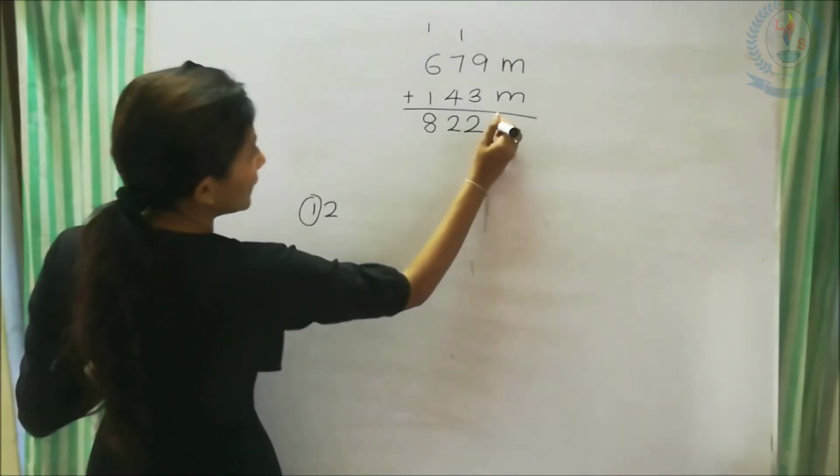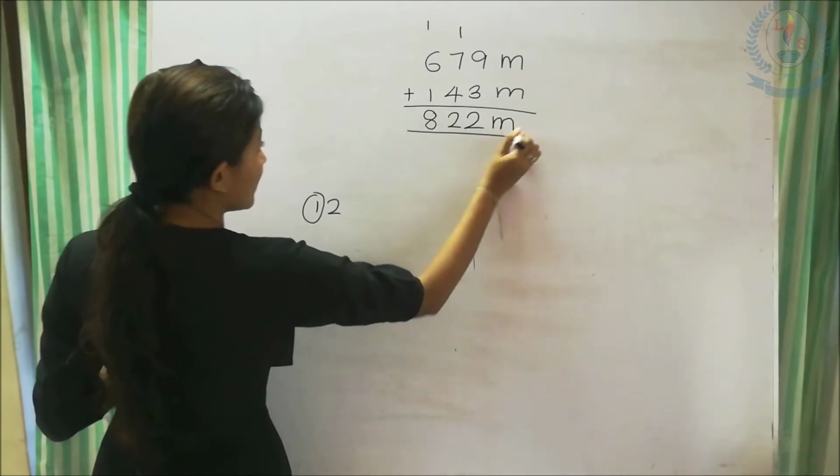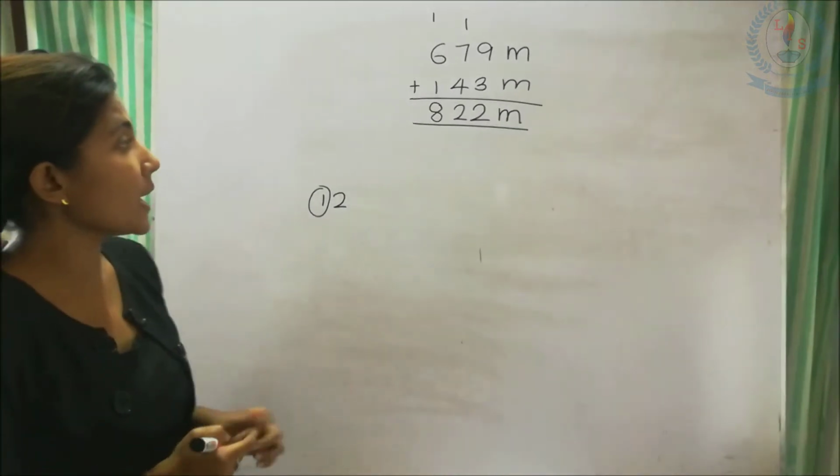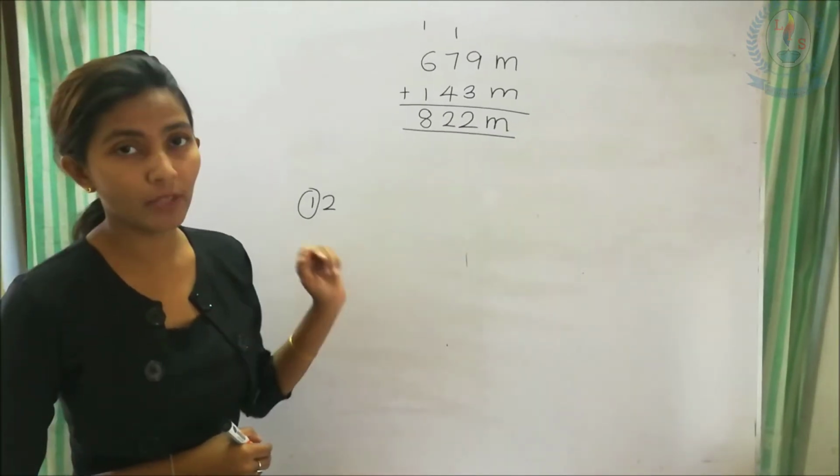Normal way addition that you have learned. Then after that all you have to do is put the unit sign. Don't forget to put the sign. After you get the answer, definitely you have to give the sign.